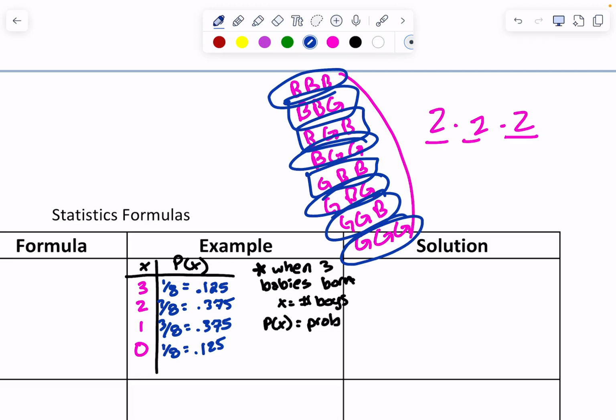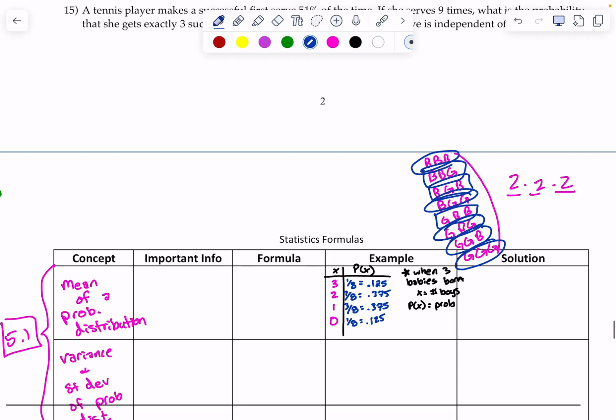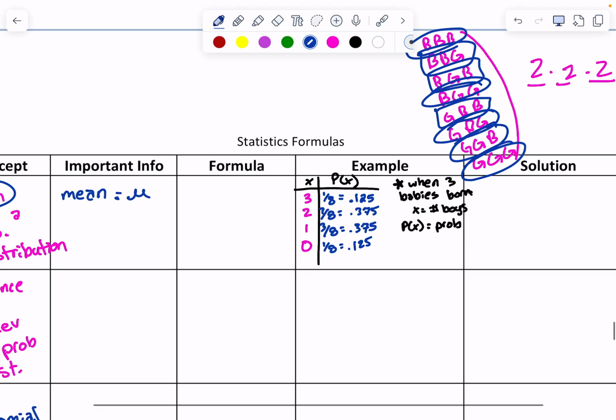So that's my probability table. Now we have to find the average. We're doing just the mean of a probability distribution. That's my probability distribution. I need to find the mean. The mean equals mu. Sometimes they'll ask for the symbol. The mean is mu. The formula for finding mu: do you remember how to find the average number of this happening given the table? Yeah, multiply the columns and add.